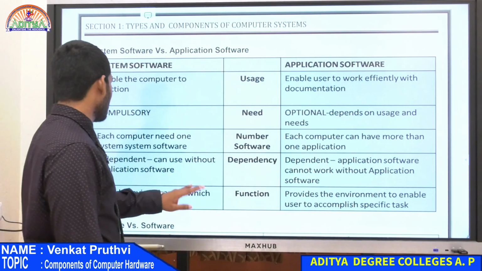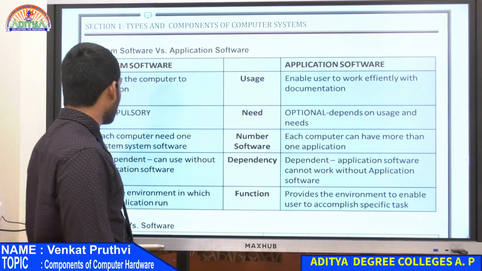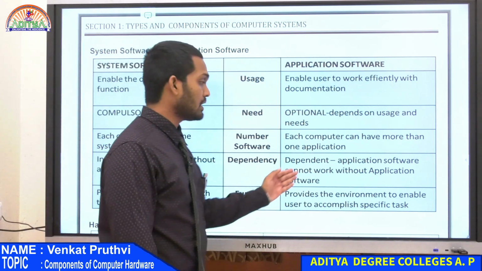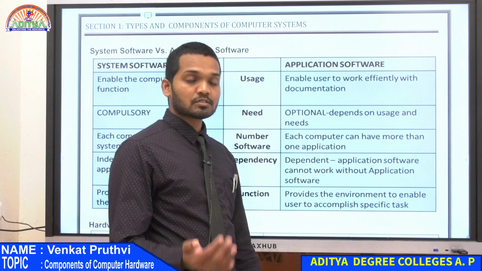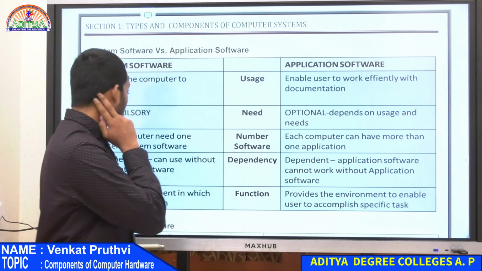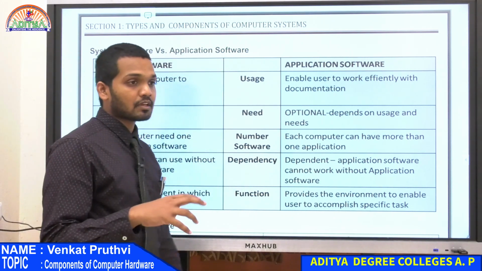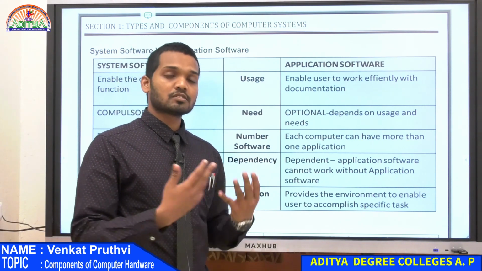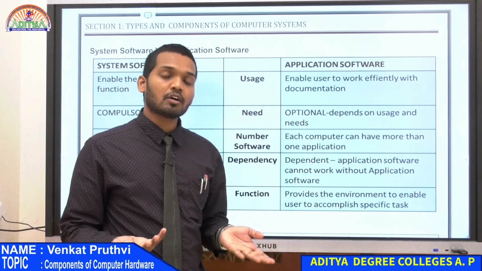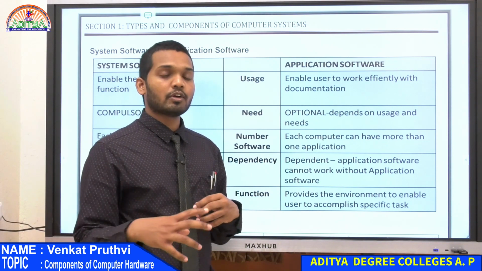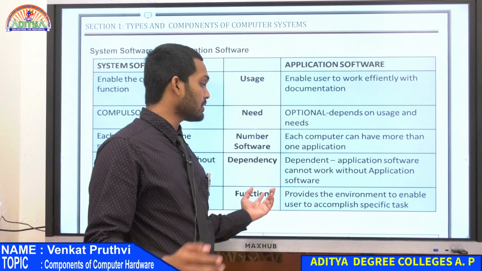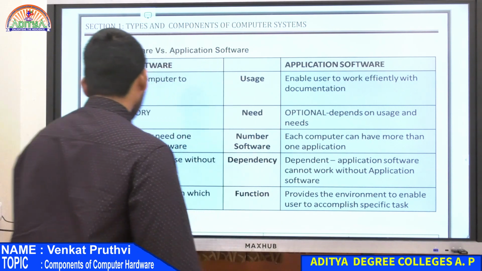And then function. What is the function of the system software? They provide the environment in which the applications run, whereas application software provides the environment to enable the user to accomplish the specific task. That means the operating system or the system software is providing an environment on which we are able to create new applications, and these applications are being used by the user for their individual or required tasks.